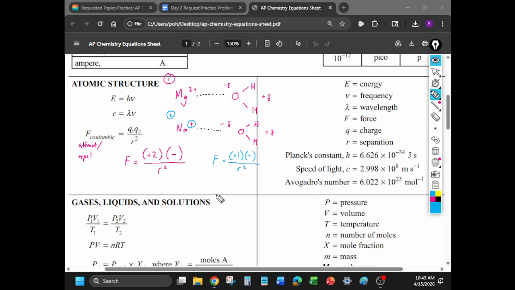Okay, and so we don't have all of the variables filled in, but we can compare them with one another because of the charges. So between the two of them, which one do you think is going to have a greater magnitude? Yeah, Mg, right? Because it's +2 versus +1. It's double, right? And so we would write that +2, since it is bigger, Mg is going to have the stronger attraction between the two.